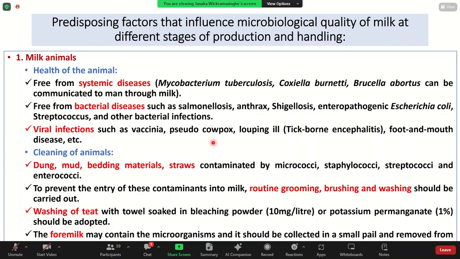Then the cleaning process. What are we going to do to assure these animals are clean, right? We can clean these animals with routine grooming practices, brushing, and we can wash them, right? And we can wash the teats of these animals during the harvesting process, clean them and dry them. And we can avoid any dung, mud, bedding materials or straw that may be contaminated with microorganisms from getting in touch with the animals as well as whatever products come from these animals, right?